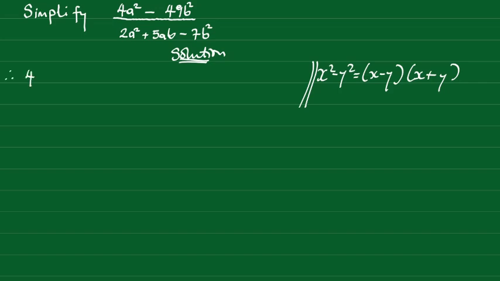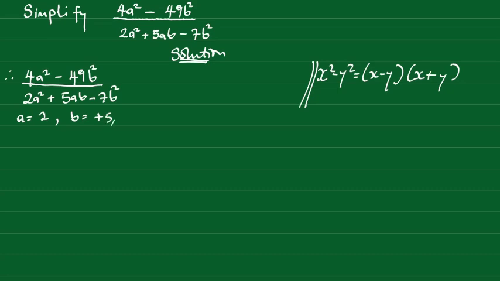Our expression 4a squared minus 49b squared divided by 2a squared plus 5ab minus 7b squared at our denominator. Now, from our denominator, we take note of the fact that a is equal to plus 2, our value for b is equal to plus 5, while our value for c is equal to minus 7.